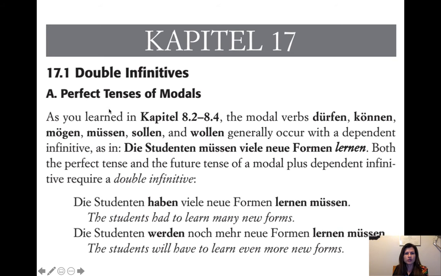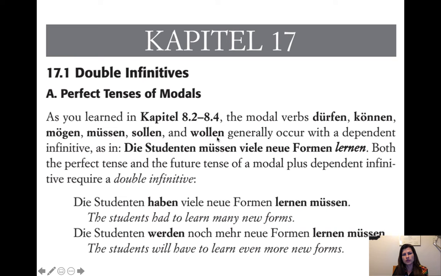So let's go back to our present tense of modal verbs so that we can get to the perfect tense of modal verbs. So modal verbs were dürfen, können, mögen, müssen, sollen, and wollen. So to be allowed to, to be able to, mögen is just to like, müssen to have to, must, sollen to be supposed to, should, wollen to want to.